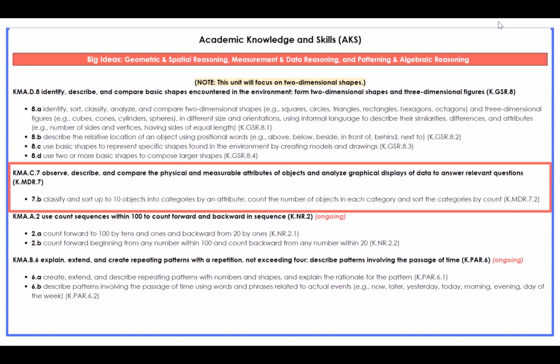AKS 7 consists of physical and measurable attributes of objects and analyzing graphical displays. In Unit 2, we will focus on IOA 7B, classify and sort up to 10 objects into categories by an attribute, count the number of objects in each category, and sort the categories by count. Specifically in Unit 2, we will classify and sort 2D shapes into categories and count the number of shapes in each category. In a future unit, we will include the portion of the IOA which states sort the categories by count.